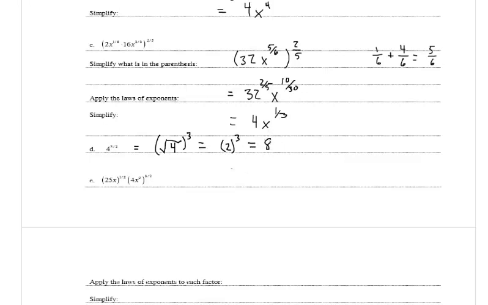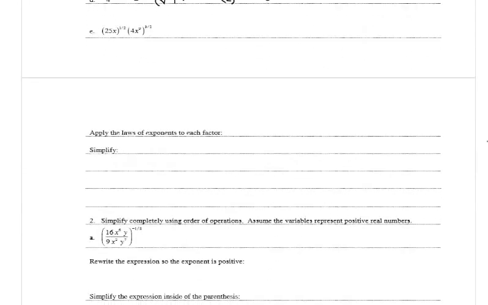In E, we have 25x, all raised to the 1/2, times 4x to the 9th, all raised to the 3/2. So the first thing that I want to do is apply the laws of exponents to each factor. So we have 25 to the 1/2 times x to the 1/2 times 4 to the 3/2 times x to the 27/2.